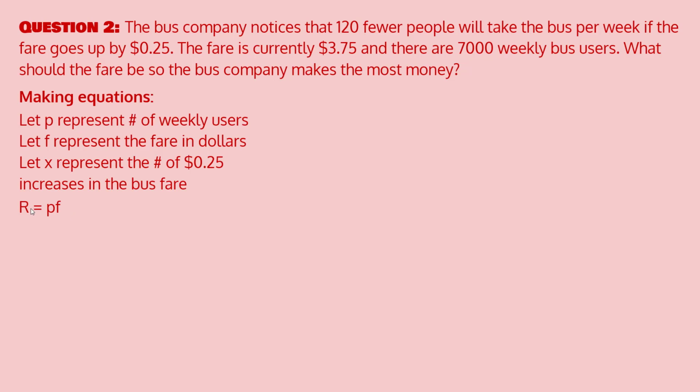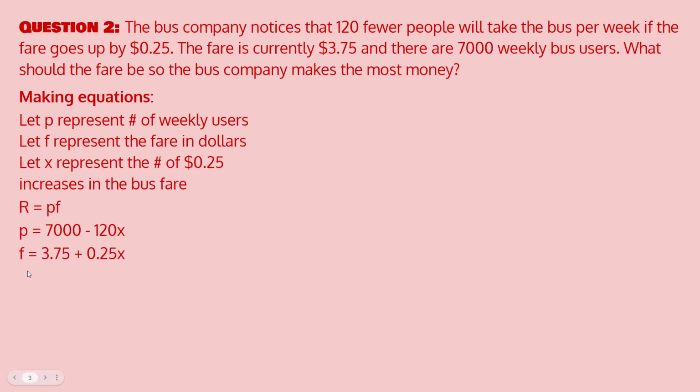So now we want to get that in terms of just one variable. Well, we can find an equation for the number of people. That's going to be 7,000 minus 120x, because x represents the number of increases in the fare. So if x is 0, we're starting at 7,000 people. Then if x is 1, we're subtracting 120 people, and so on. So that equation makes sense.